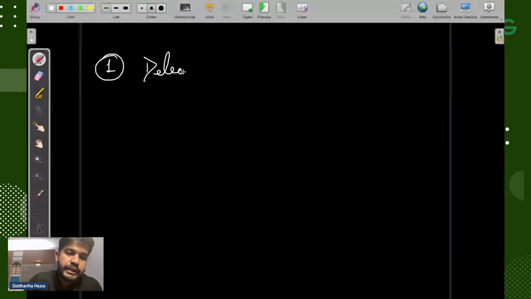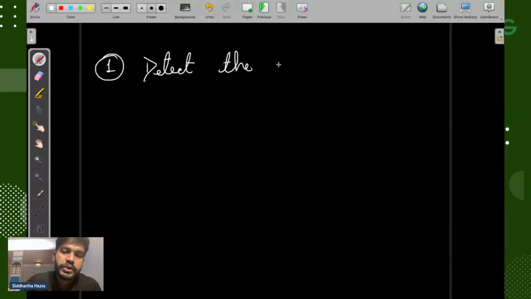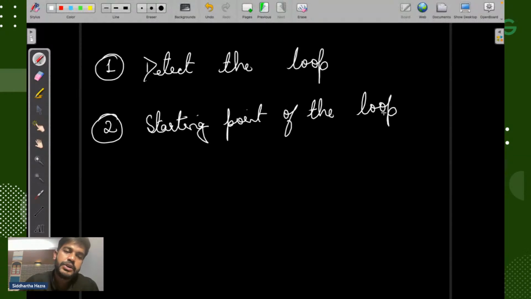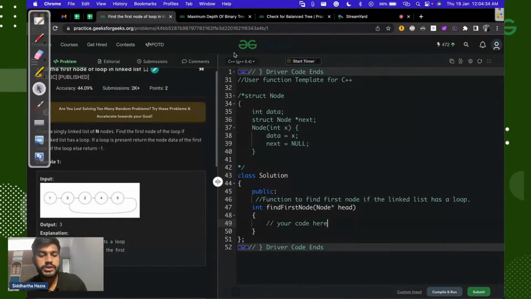The very first one is detect the loop. The very next one is that we need to find the starting point of the loop. These are the two things that you need to do. Else we need to return -1. So first tell me if you are clear with the problem statement or not. Like what to do. Just give me a quick yes or no.